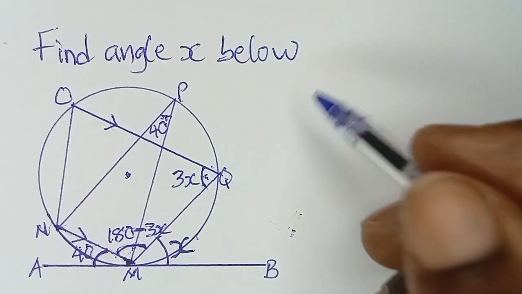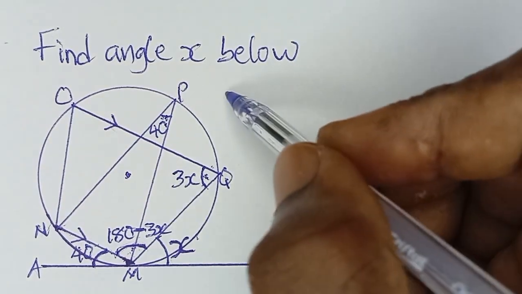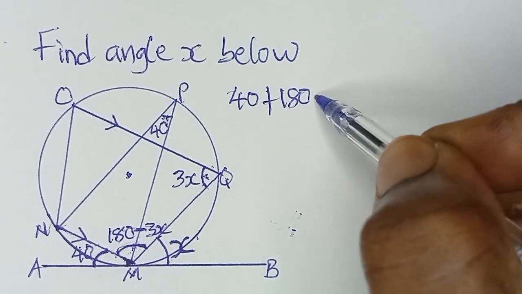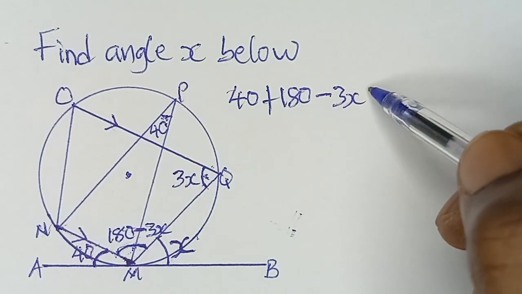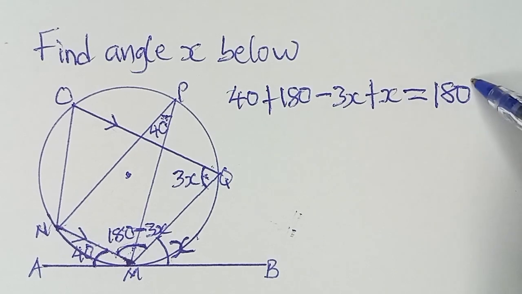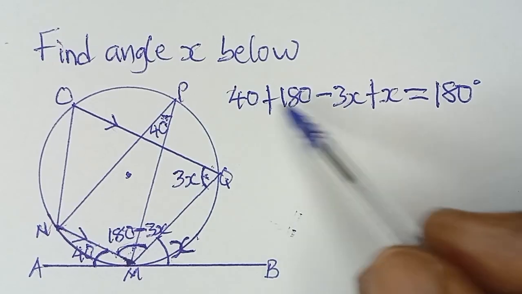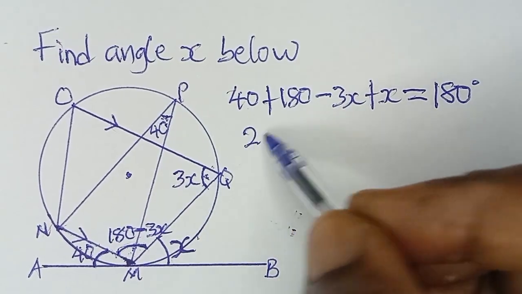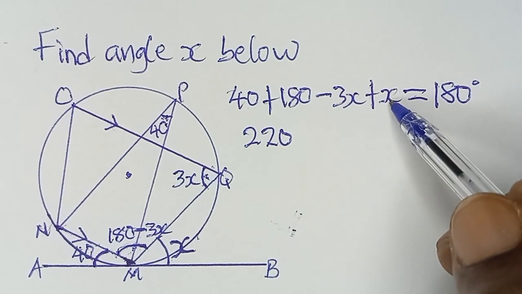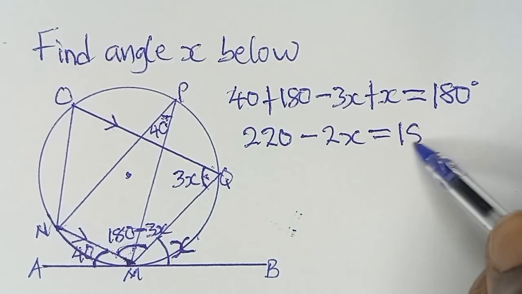Now, you agree with me that the sum of angles on a straight line add up to 180 degrees. So 40 degrees plus 180 minus 3x and then plus x, the third angle, all together add up to 180 because the sum of angles on a straight line gives 180 degrees. So 40 plus 180 will give us 220. Then negative 3x plus x will give us negative 2x, and is equal to 180.